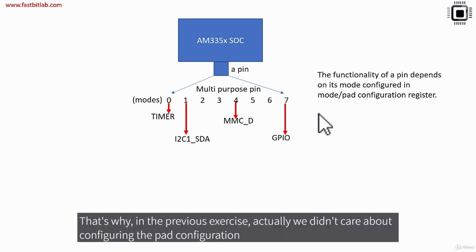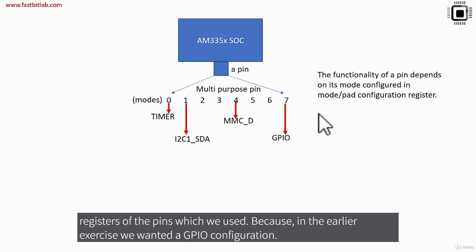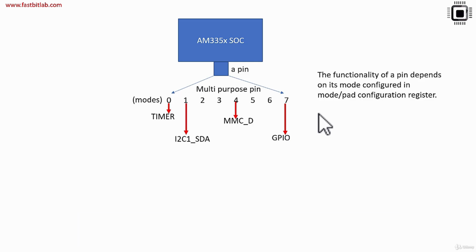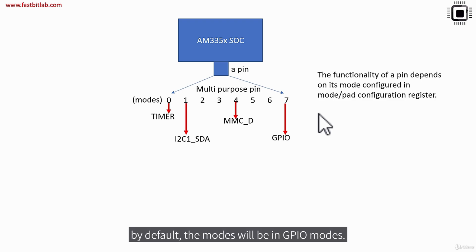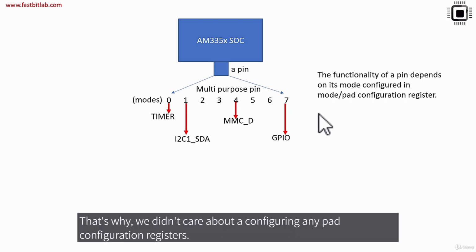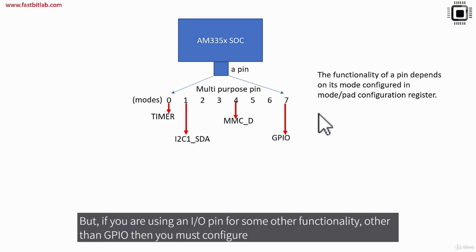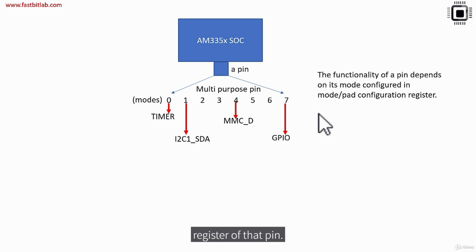That's why in the previous exercise, we didn't care about configuring the pad configuration registers of the pins which we used, because in that exercise we wanted a GPIO configuration. Anyway, by default, the modes will be in GPIO mode. But if you are using an I/O pin for some functionality other than GPIO, then you must configure the pad configuration register of that pin.